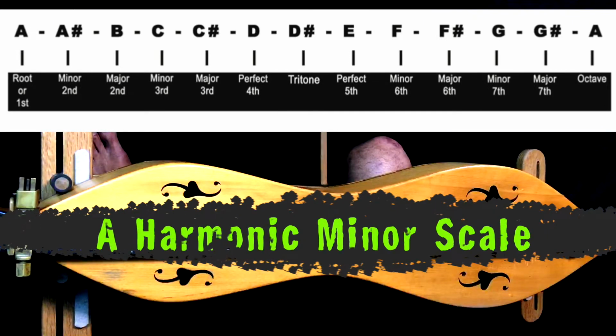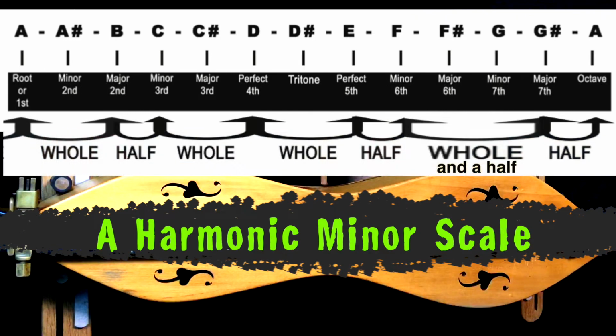So we end up with this pattern: whole step, half step, whole step, half step, whole and a half, and then a half step. Since a whole step is made up of 2 half steps, the whole and a half means that we're actually moving up 3 half steps between the 6th and 7th notes of the scale.